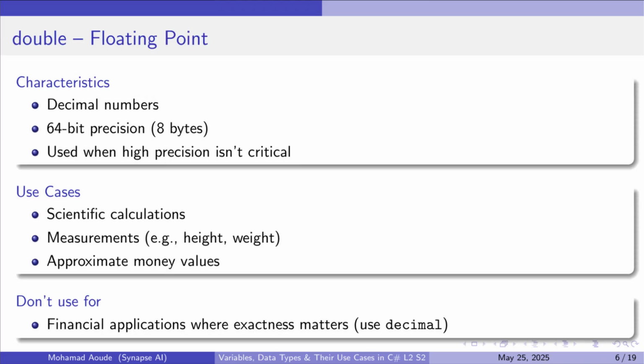The double type stores decimal values with medium precision across 8 bytes. Use it for measurements, like height or weight, and general scientific calculations. While you can approximate monetary values, avoid double in financial applications because rounding errors can creep in.